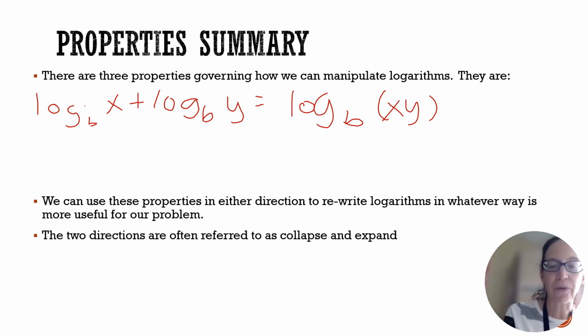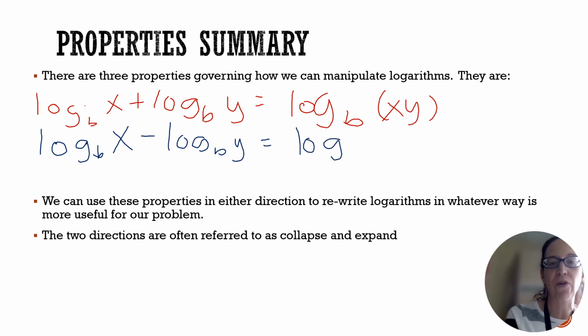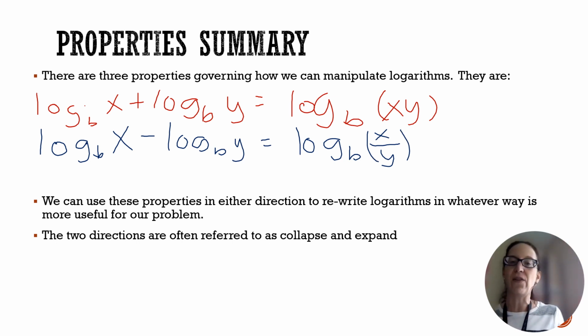The second property has to do with if you are subtracting two logarithms. So you might have log base b of x minus log base b of y. And if you wanted to combine those into one, you would write it as a division problem. And so that would be the log base b of x over y. And you'd always take this first, like whatever you're subtracting from, and that would be the numerator, and then whatever you're subtracting, that argument becomes the denominator.